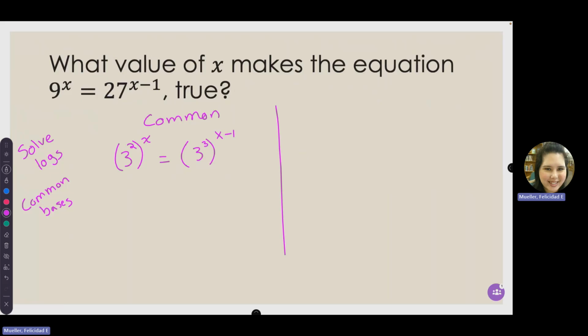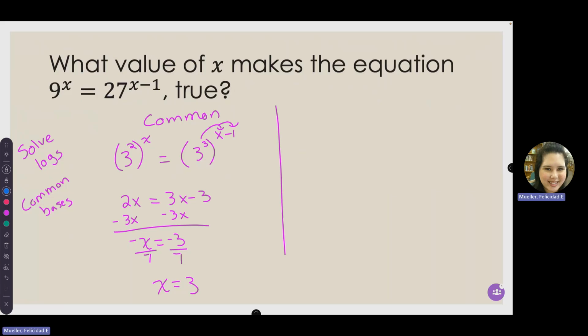Our base is the same, so we bring them down. We have 2x equals, we distribute that, 3x minus 3. So I'm going to subtract 3x from both sides. We get negative x equals negative 3. So divide by negative 1. X equals 3. That is one option.